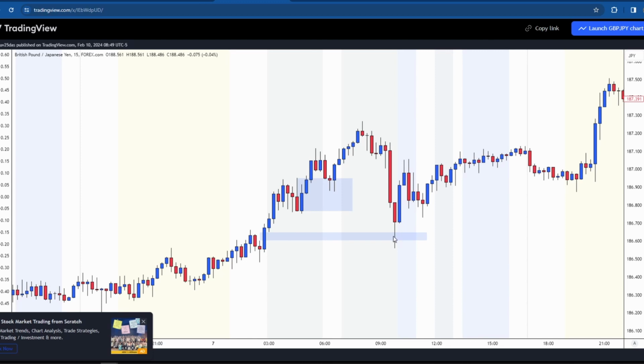So if you want to make your model only based on fair value gaps, then also you have to look for liquidity. Just take the buys from those fair value gaps which are below that demand zone, or which are above the supply zone. Use those fair value gaps.